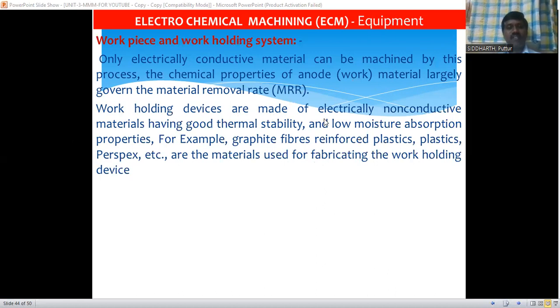Coming to the work holding system related to the workpiece, the work holding devices are made of electrically non-conductive materials. So the work holding system should not be a conductive material. It should be a bad conductor or insulator. The main purpose of this work holding device is to hold the workpiece properly without moving during the machining process. It should have good thermal stability and low moisture absorption properties. For example, graphite fiber reinforced plastics or Perspex are some examples of non-conductive materials which can be used for fabricating the work holding devices.